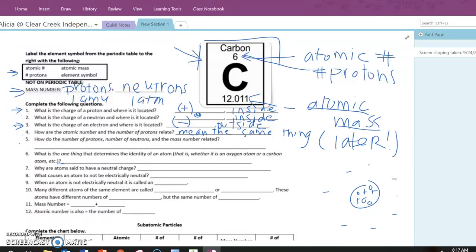How do the number of protons, number of neutrons, and the mass number relate?